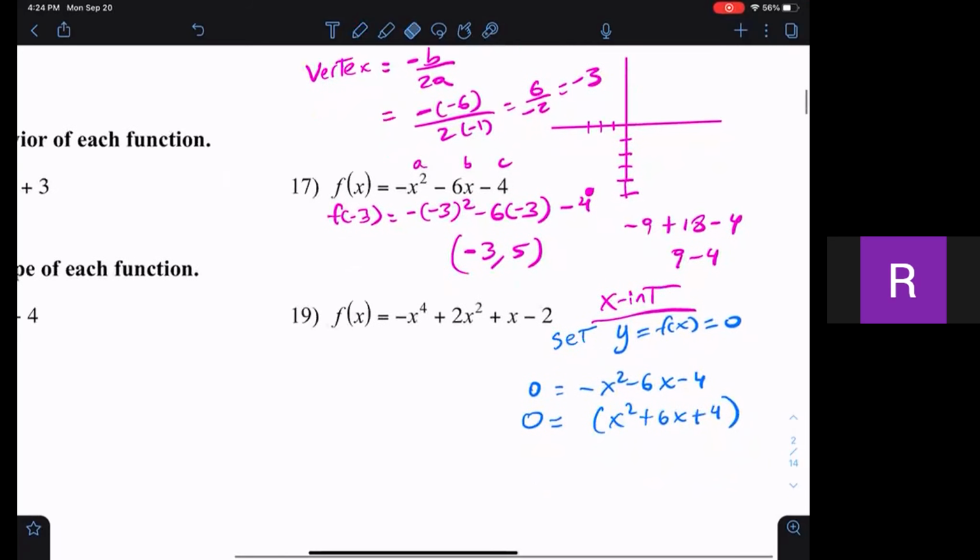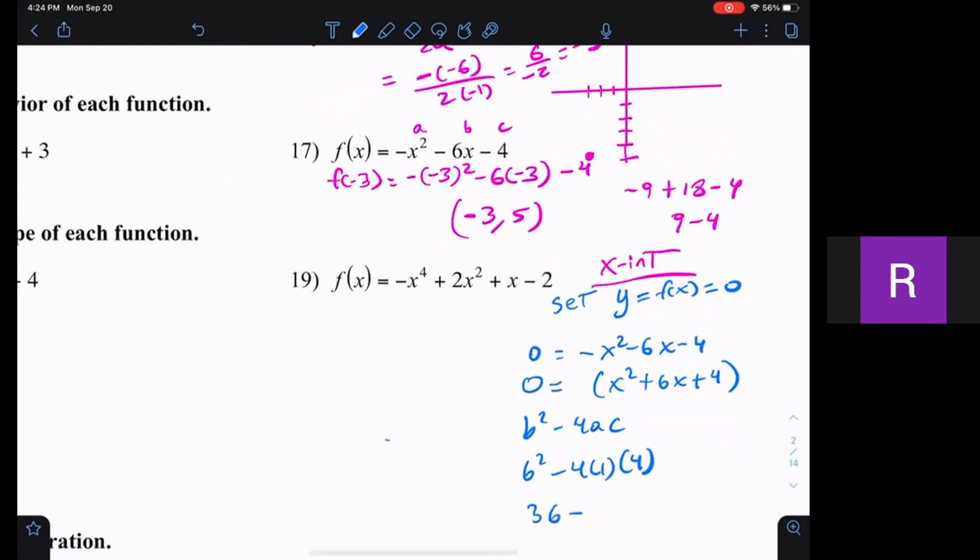Therefore, we can say that this is what, or do the discriminant to find out, b squared minus 4ac. So this is 6 squared minus 4 times 1 times 4. So that's going to be 36 minus 16, which is 20, right? So this is supposed to be a solution for this, right? Supposed to be a solution. Let me see. That factor.